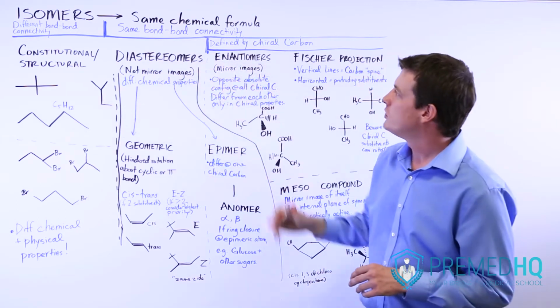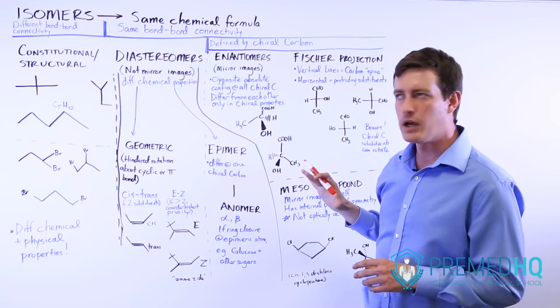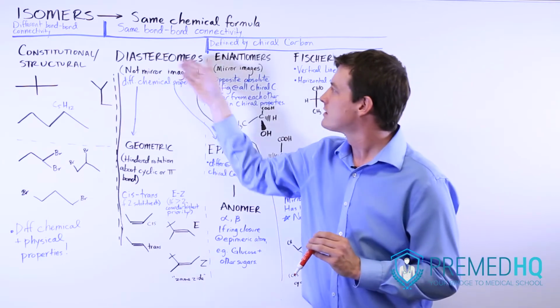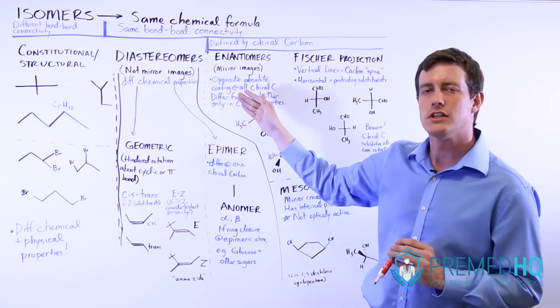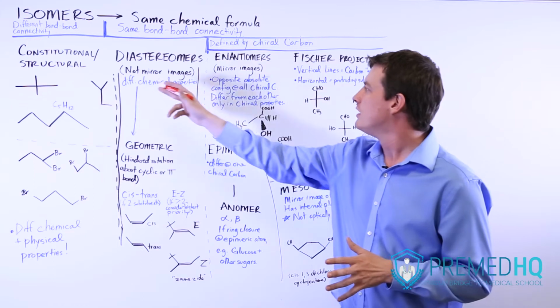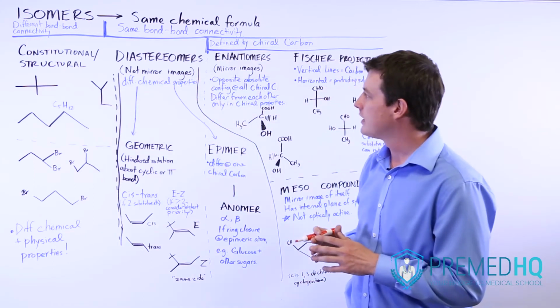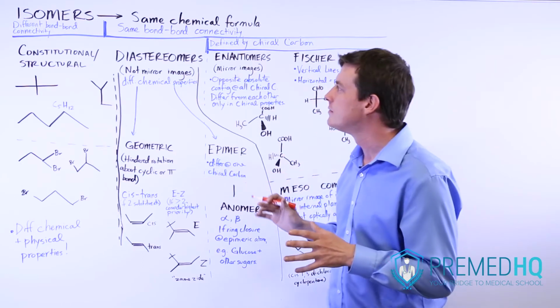Now we'll move on to ones that have the same bond-to-bond connectivity, and we'll go through them one by one. First, we deal with diastereomers, which are isomers that are not mirror images of each other, but they do have the same connectivity. However, they have different chemical properties, and this is because of structural differences that are fairly pronounced.